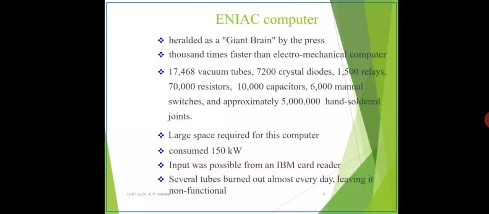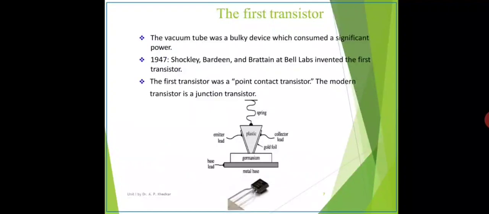Now because of this vacuum tube, as it takes more space, it is heavy and its power consumption is also large. Whatever device was constructed at that time using the vacuum tube was also huge and its power consumption was also more. So as the vacuum tube was a bulky device, later it was replaced by a new device which significantly reduced power consumption, and that new device was the transistor. That is, the transistor replaced the vacuum tube.